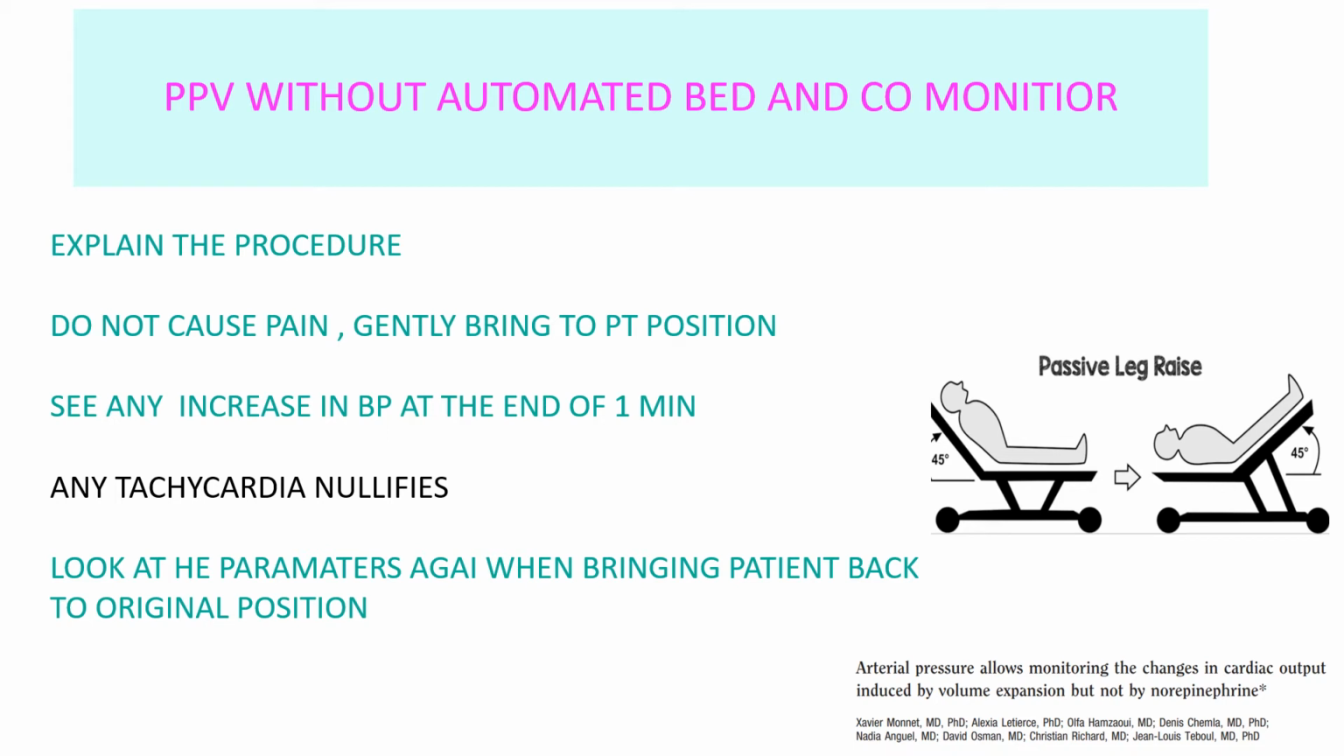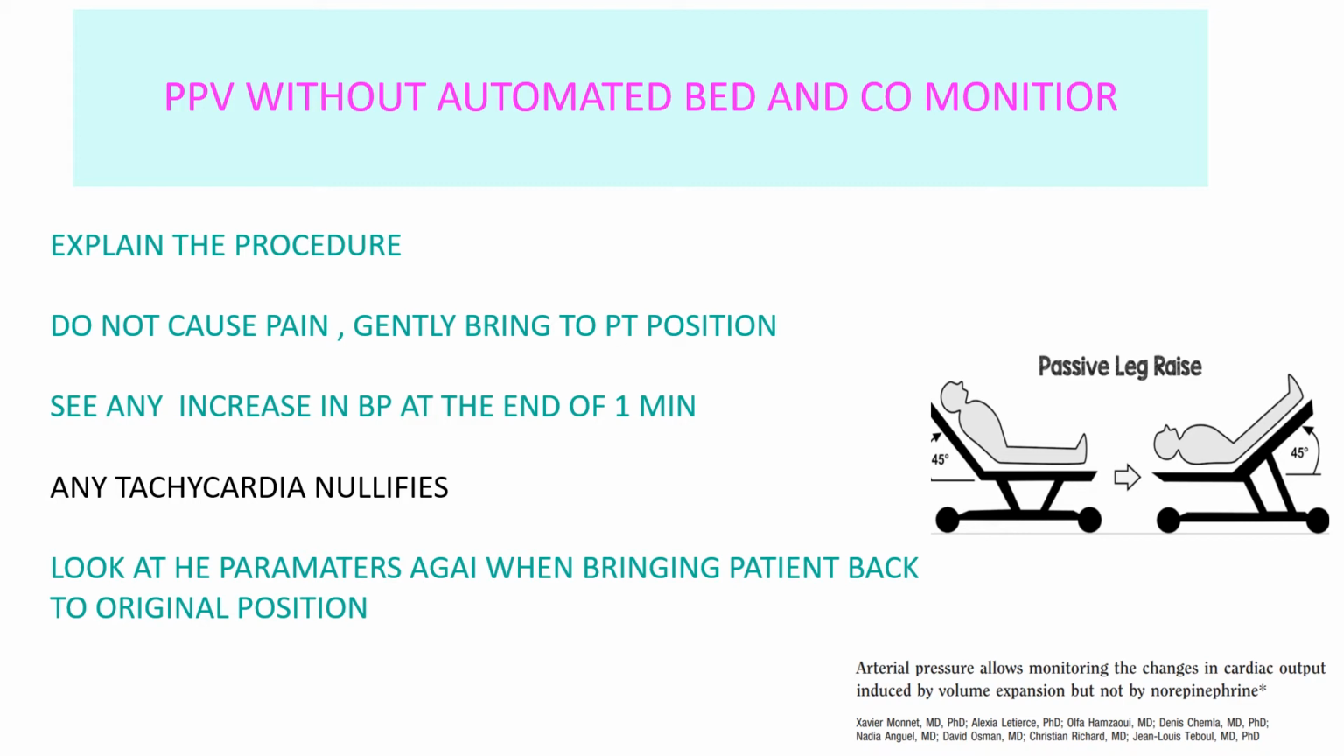So that is how you're supposed to do it, and explain the procedure carefully. Do not cause pain. That is the most important thing. Gently bring the patient to this position as shown, and see the increase in BP at the end of 1 minute. At the end of 1 minute is very important, because after that the cardiac output normalizes. And any tachycardia nullifies the test, because that means the patient is having sympathetic stimulation. So tachycardia should not be there. And if you are actually doing it with the automated bed, then bring the patient back to the position he was in initially, right?